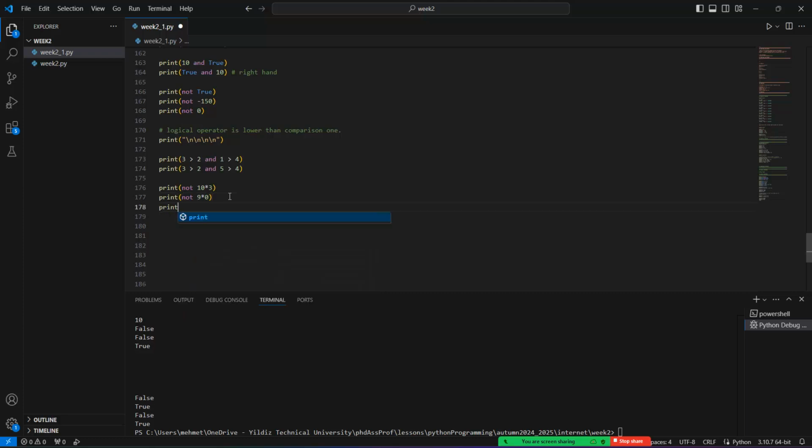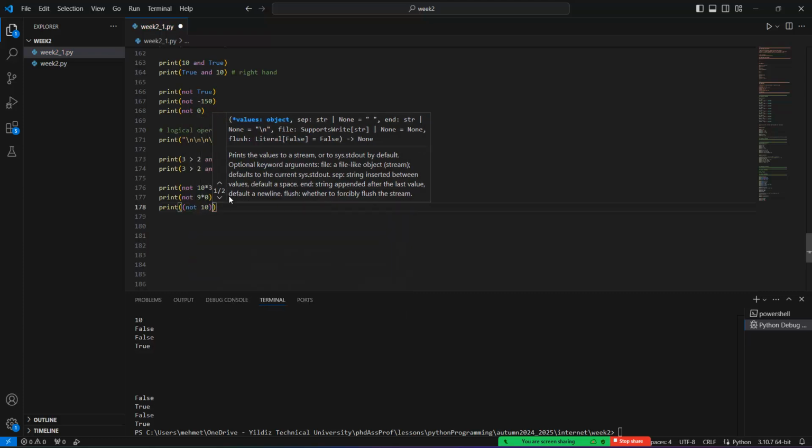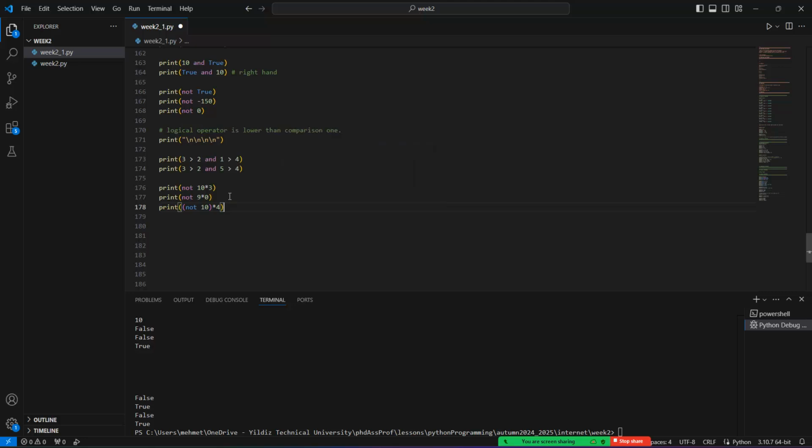Or print not 10 times 4. What's the output of this code? Not 10 gives us 0, and 0 times 4 gives us 0, right? But if I choose not 0 times 4, this yields 4. Yes. Okay.